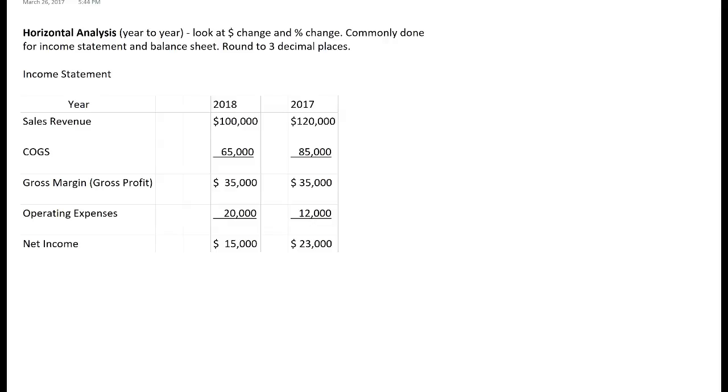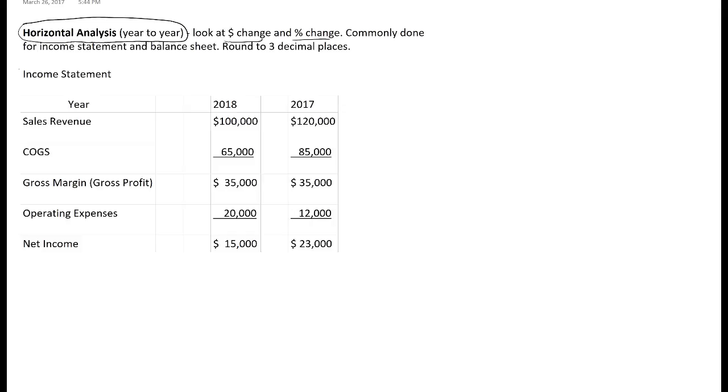Welcome to this short tutorial on horizontal analysis. Now, horizontal analysis looks at the year-to-year change, it looks at the dollar change, and also the percentage change. And this is quite commonly done for both the income statement and balance sheet, and it can also be done for the other financial statements as well.